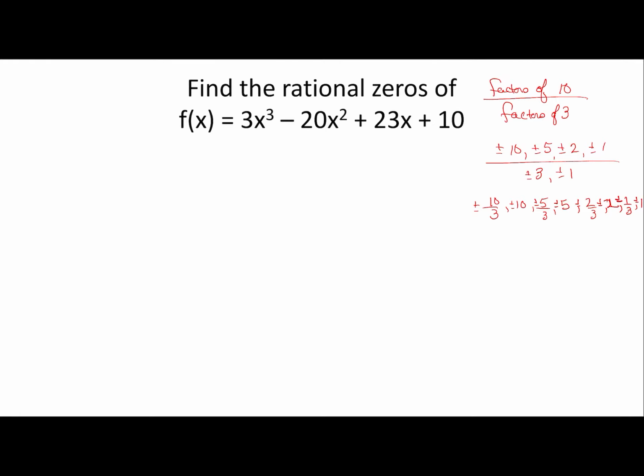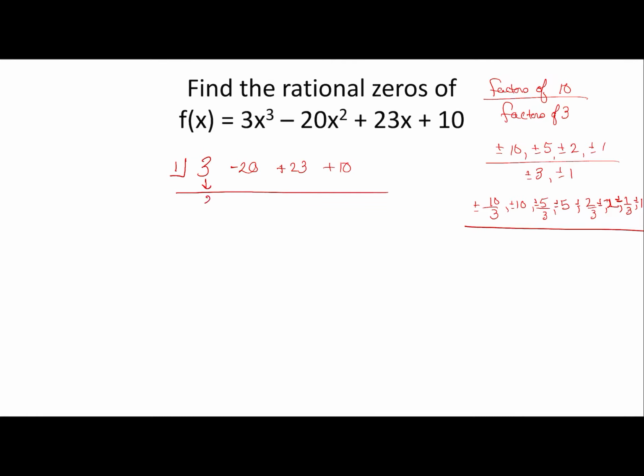And we know by our remainder theorem that if we synthetically divide by any of these factors and we get a remainder of 0, that is a zero of this function. So we're going to bring all of our coefficients down, 3x cubed minus 20x squared plus 23x plus 10, and try some possible zeros. Most of the time students try 1 or -1, so let's try +1 and see what happens.